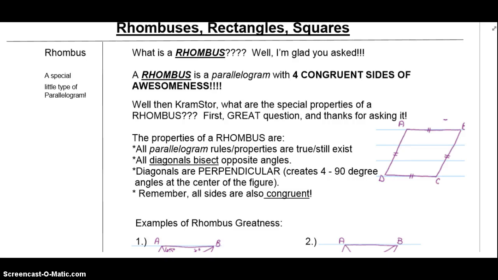Today is going to be all about rhombuses, rectangles, and squares. So let's start first with a rhombus. What the heck is it?